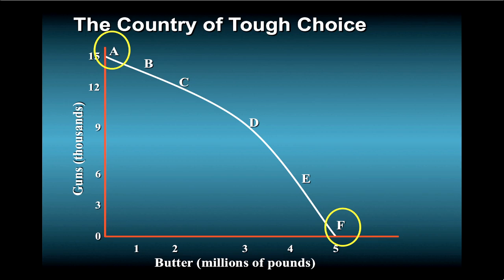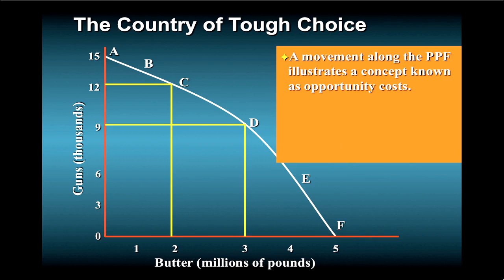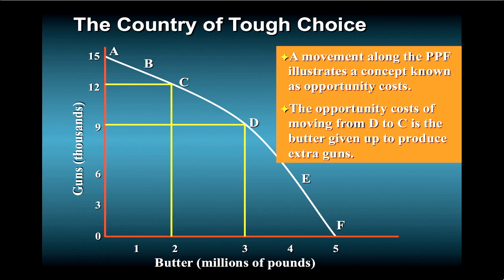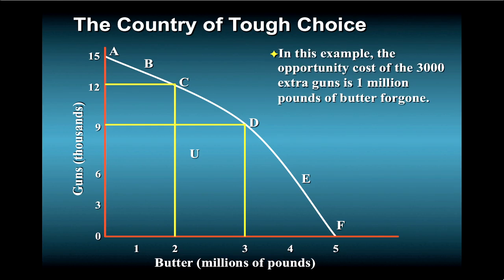For example, by foregoing 1 million pounds of butter production, Tough Choice can increase its guns from 9,000 at point D to 12,000 at point C. In fact, such a movement along the PPF illustrates one of the most important concepts in microeconomics, a concept known as opportunity costs. On the most fundamental level, the opportunity cost of moving from D to C is the butter that must be given up to produce the extra guns. In this example, the opportunity cost of the 3,000 extra guns is 1 million pounds of butter foregone.